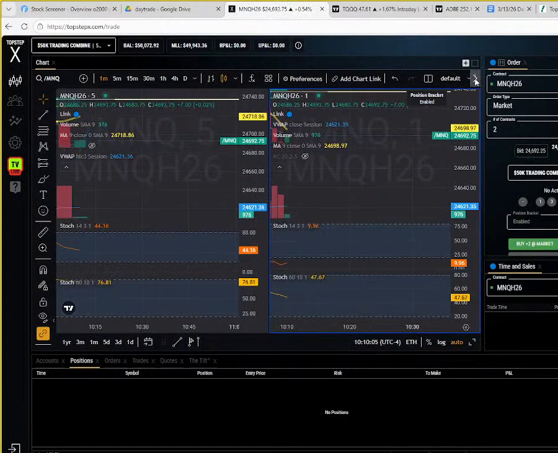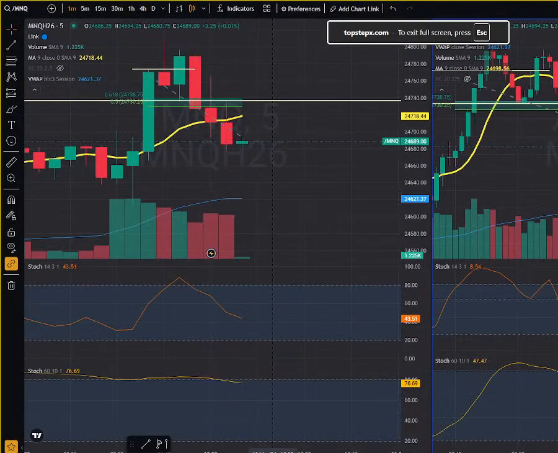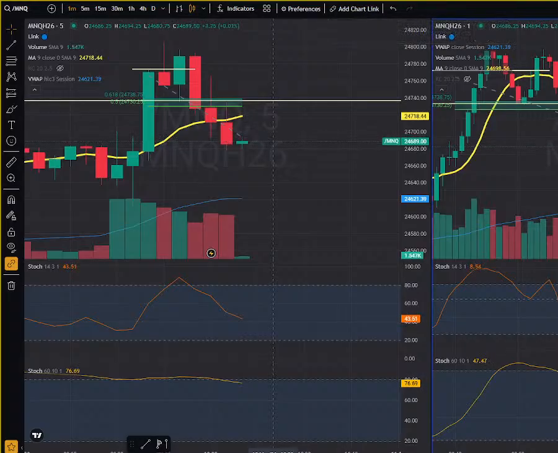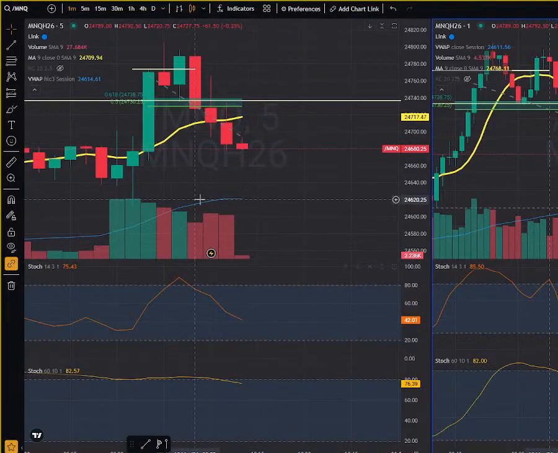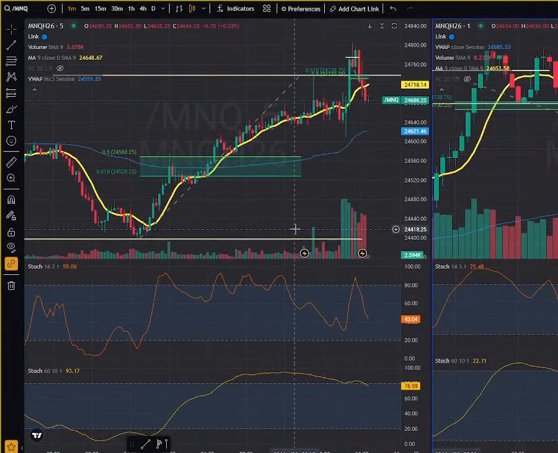That was a good scalp. If it was a good scalp, let's see if we can get another retest. If it retraces all the way, let's see what's the next level.